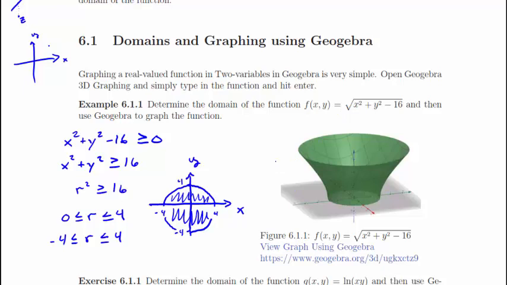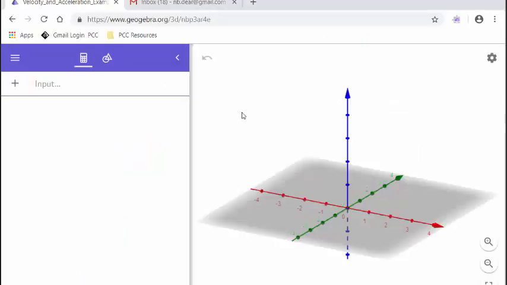If we want to graph this using GeoGebra, then go ahead and take a second, open up GeoGebra. I've already got it pulled up here.